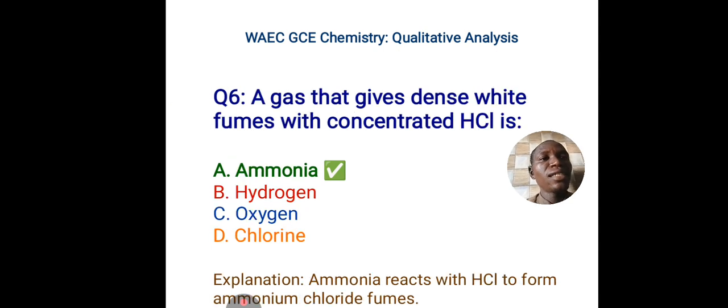Next is, a gas that gives dense white fumes with concentrated HCl is. I remember answering this question in WAEC during my time, and I've also observed that it's a very popular qualitative analysis question in WAEC precisely. Please, I beg you, know this. This is a test for ammonia. It gives dense white fumes with concentrated hydrochloric acid. So I hope this is very, very clear.